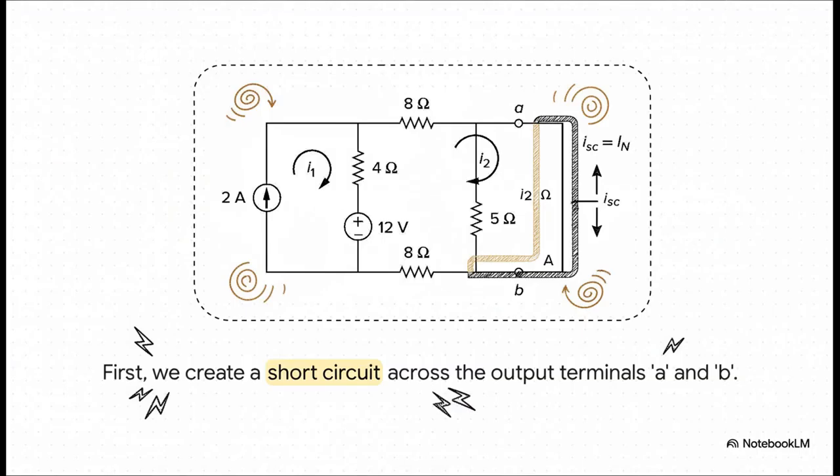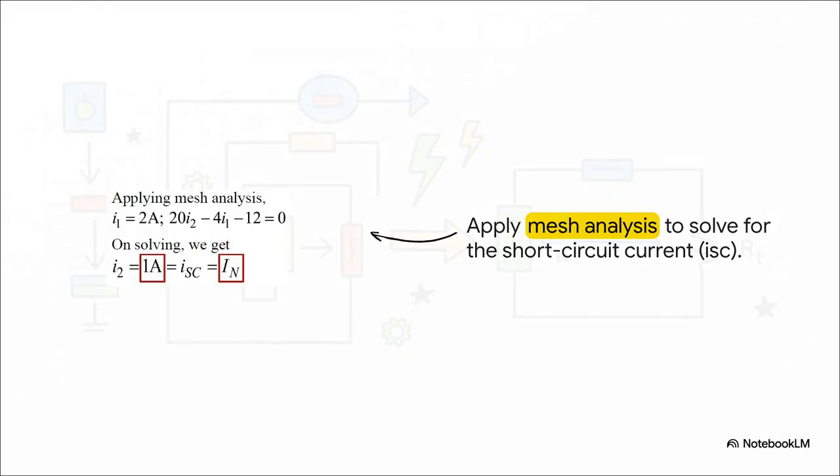So to find it, we do something that feels a little dramatic. We literally just take a wire and connect it straight across our output terminals A and B. We create a short circuit. And the Norton current, well, it's simply the amount of current that flows through that new wire. That's why it's also called the short circuit current, or ISC.